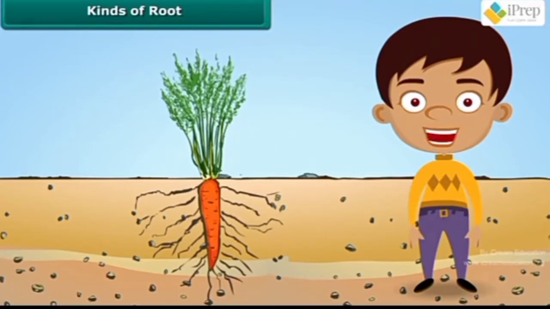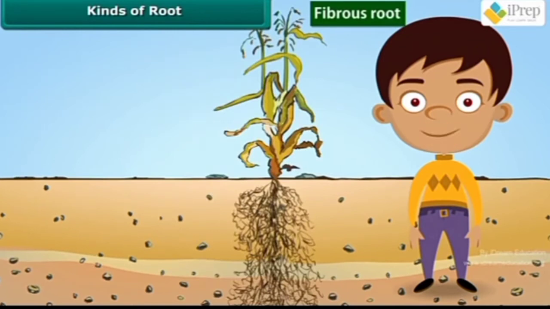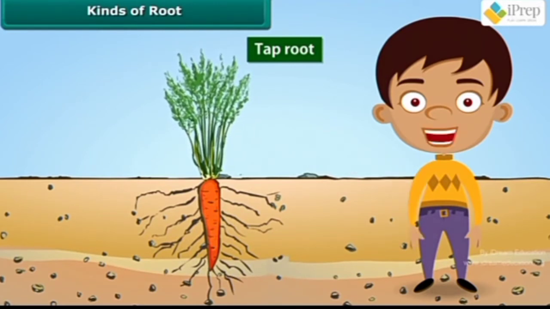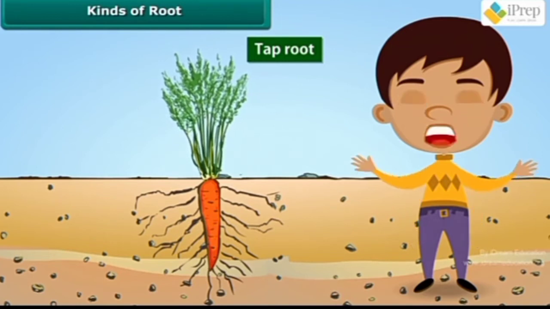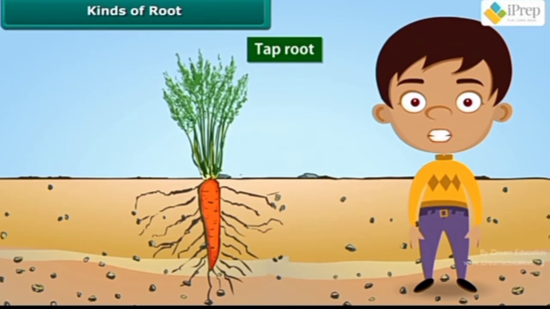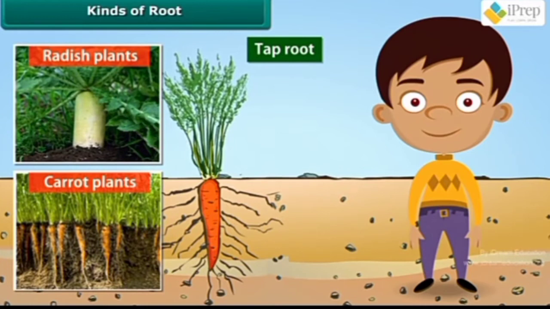There are two types of roots: tap roots and fibrous roots. Tap root is a single, large root that grows straight down deep into the soil. A few small roots that branch from it are called lateral roots. For example, roots found in radish and carrot plants.